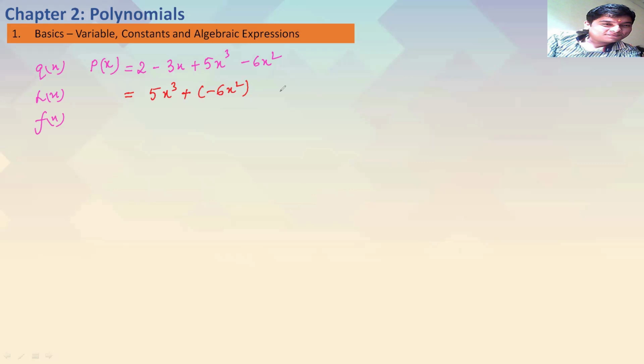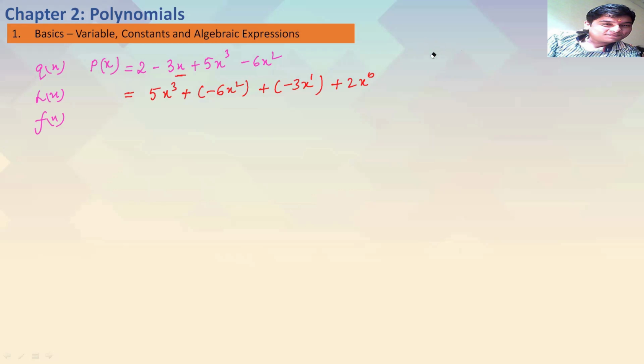And then it's plus minus 3x raised to 1. X is present means power 1. And then plus 2 raised to 0. If you write 2x raised to 0, that's 1. Right?